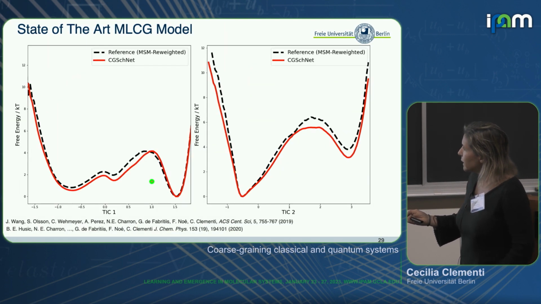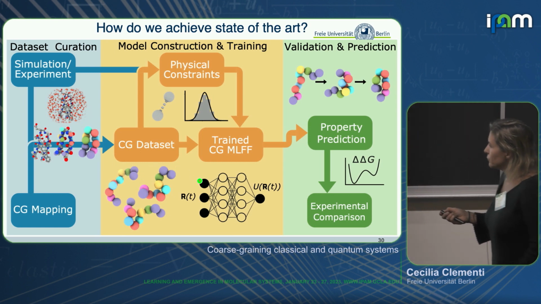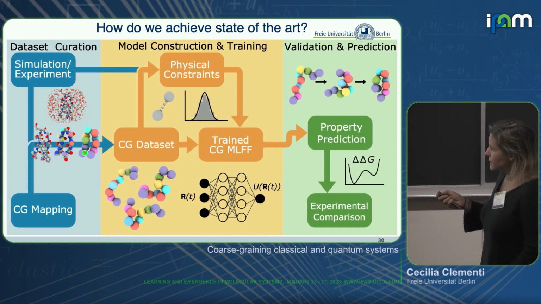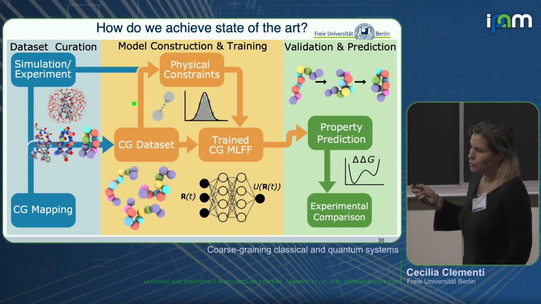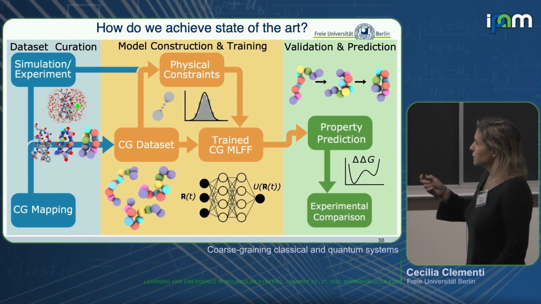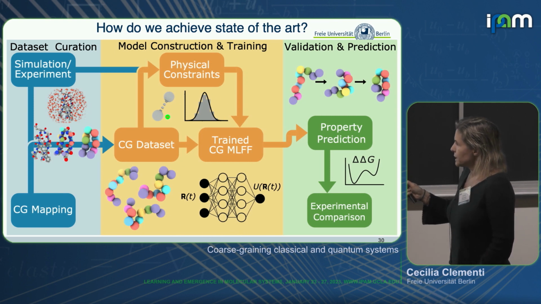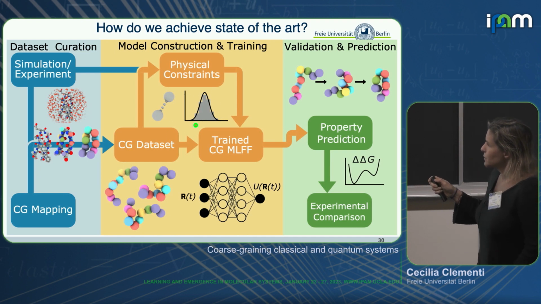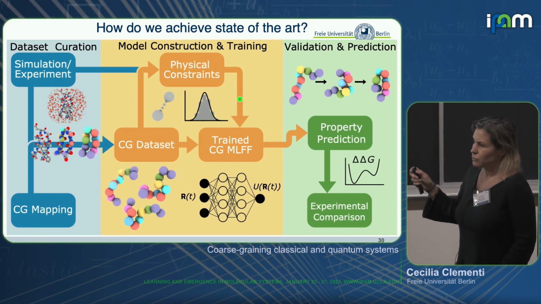How do we get here? There are a lot of moving pieces that we are putting together now. The mapping itself, the data set curation is super important. And then the new architecture is super important. The physical constraints turned out to be very important too, not just the symmetries of the system and the equivariance and so on, but also the excluded volume was crucial.